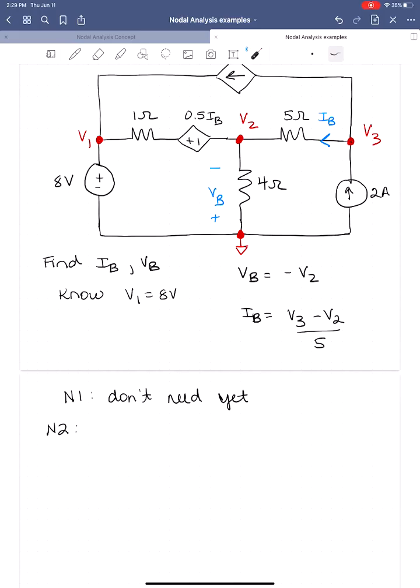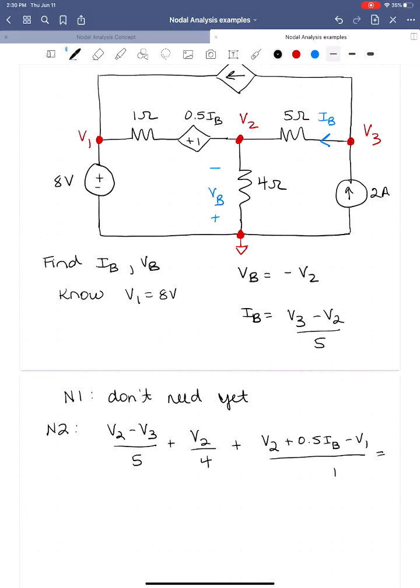So our node 2 equation, again, we're summing the currents leaving the node. The current flowing to the right, forget about IB, we're interested in the technique, is V2 minus V3 over 5, plus the current flowing down, forget about VB, remember the technique, it's going to be V2 minus 0 over 4, plus the current flowing to the left, it's going to be V2 plus 0.5 IB minus V1 over 1, is equal to 0.